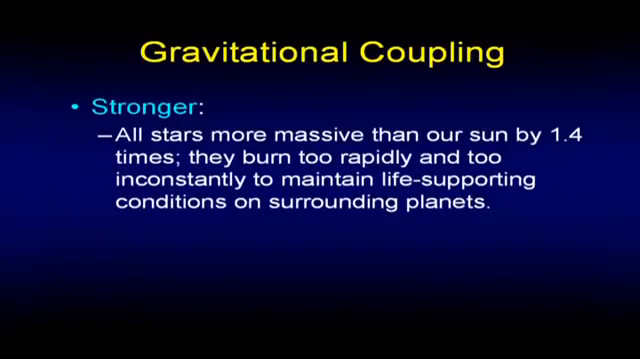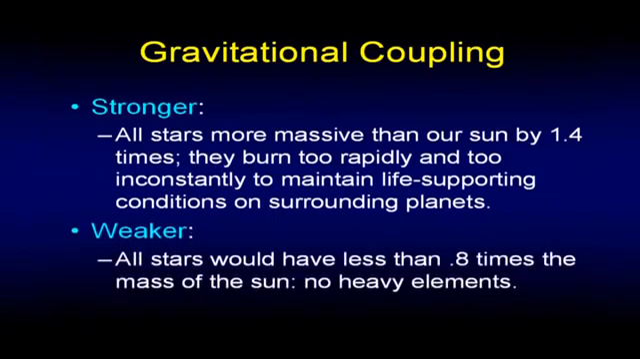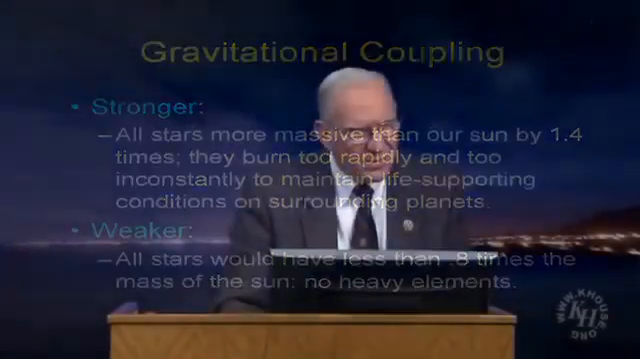Well, there's gravitational coupling. This is a ratio that we experience. All stars would be more massive than our sun by 1.4 times, if the coupling was stronger. They would burn too rapidly and too inconstantly to maintain life-supporting conditions on surrounding planets. If this coupling was weaker, all stars would have less than 0.8 times the mass of the sun. There would be no such thing as heavy elements. You just have hydrogen and helium, that's all. So it turns out that ratio has to be a certain ratio or the universe doesn't exist as we know it.